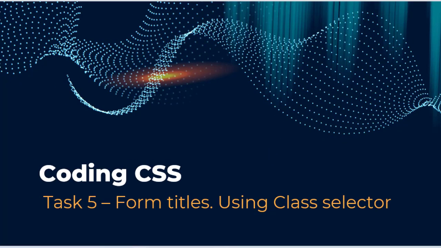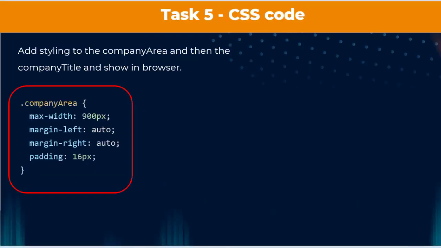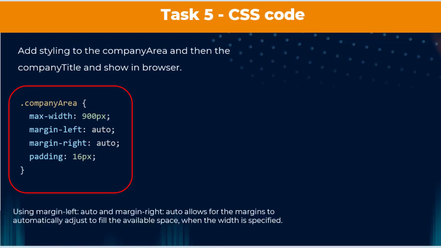So with that in mind now, we want then to go and we need to take these two areas here. And we're going to apply the CSS to them. So they were a class. That means then in CSS we use the period. And the first one we would call company area. And the next one was called company title.